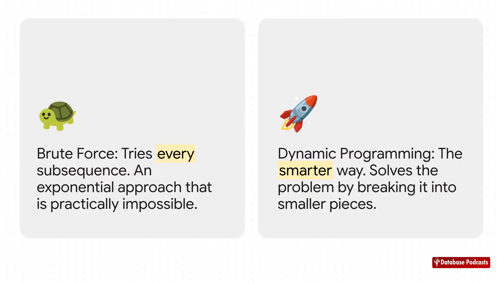Well, you could always try the brute force way, right? You could literally list out every single possible subsequence from the first DNA strand, and then check if it exists in the second one. The catch? For a string of length m, there are 2 to the power of m subsequences. That number gets mind-bogglingly huge, incredibly fast. So that approach isn't just slow, it's fundamentally broken. There's gotta be a smarter way.